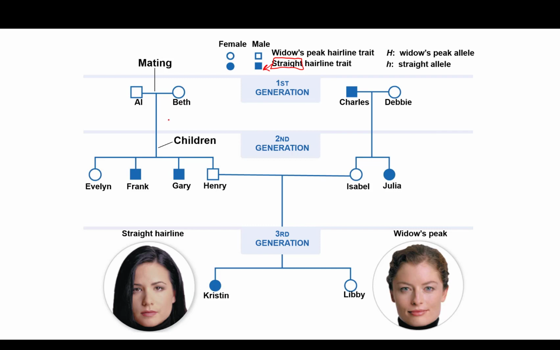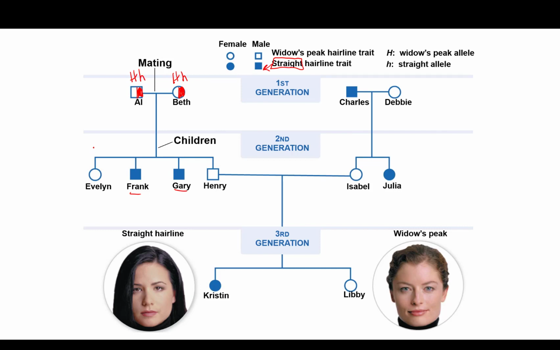All right, so you have Al and Beth. They have a mating relationship, and you can see that they've had 4 children. All right? Of these 4 children, 2 of them have straight hairlines. So what do we know then about Al and Beth? Well, we know that Al and Beth are carriers, which they don't shade in here, but we can, because otherwise their kids couldn't have straight hairlines. Okay, so they have to be big H, little h.